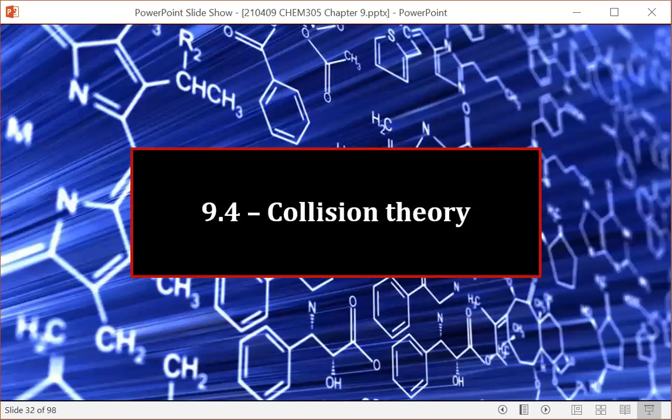Okay, that's it on oxidation terminology. We're going to talk about collision theory and kind of how chemical reactions happen in the next section in 9.4.